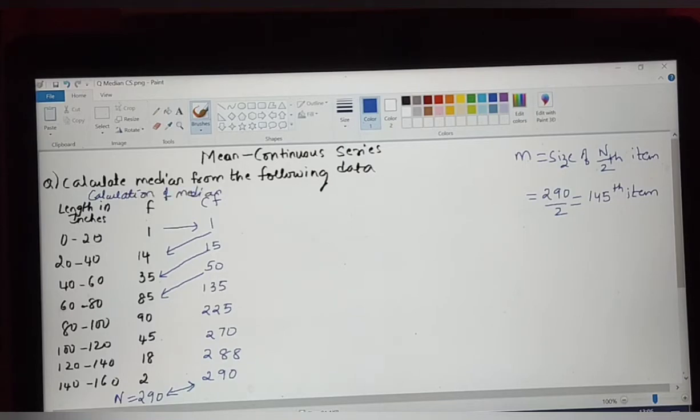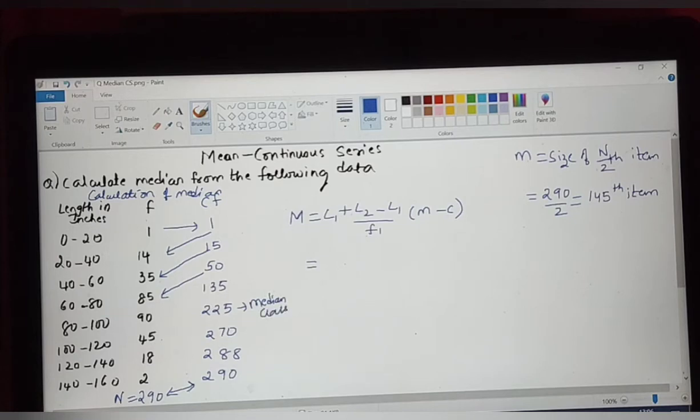Now let's apply the formula related to continuous series, which is capital M equal to L1 plus (L2 minus L1) by F1, into (m minus C). As discussed, we first locate the 145th item. The value in the cumulative frequency should either be equal to 145 or more than 145. Up to 135, everything is less than 145, and 225 is more than 145. So we will locate this as our median class.